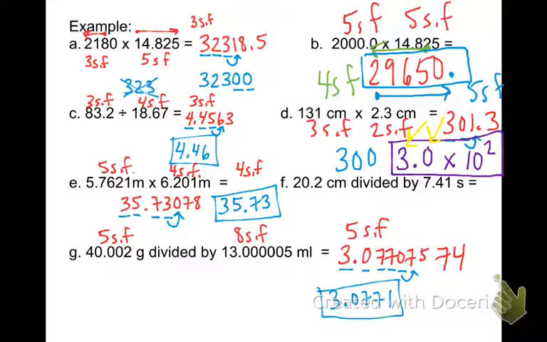And last but not least, I know there's a lot of writing on this page, but the very last one, we've got our final answer. We've got 3 sig figs here. We've got 3 sig figs here. Therefore, our final answer should have 3 sig figs. So we're going to have our final answer of 2.73. Okay?